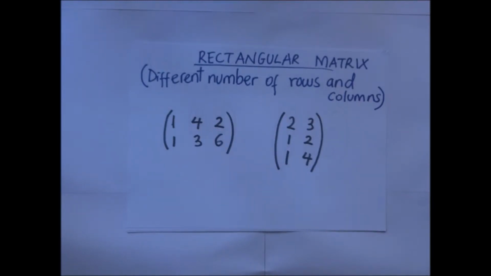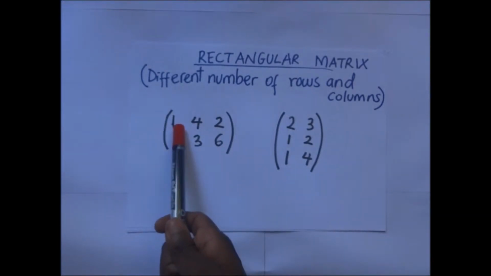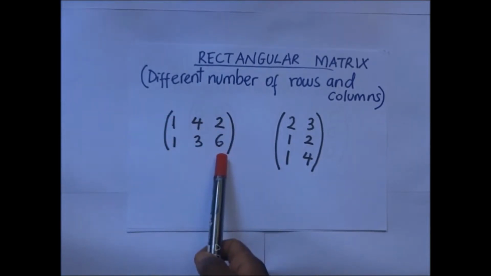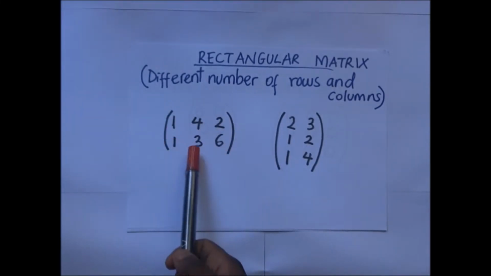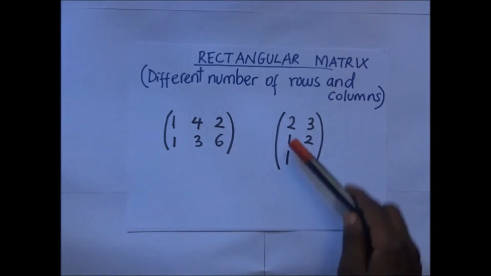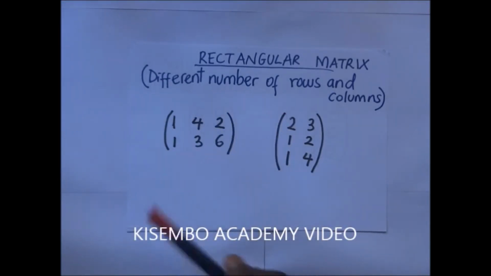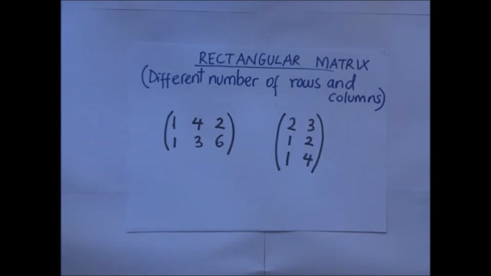The rectangular matrix has a different number of rows and columns, just like a rectangle. The length of a rectangle is not the same as its width. They are different sizes. So here we have 2 rows and then 3 columns. So this one is a rectangular matrix, same as this. It has 2 columns and 3 rows. Because the number of rows and columns are different for these two matrices, each qualifies to be called a rectangular matrix.